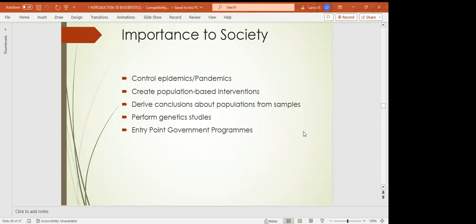Okay. Now, it can also create population-based intervention. It can derive conclusions about population samples, and naturally, it can perform genetic studies about people using biostatistics. And it's a good entry point into certain government programs as well. What I mean is this: we spoke briefly about the Ministry of Health and what they are trying to do to reduce the number of people who get hypertension and diabetes and so on. So you need statistics and biostatistics in order to know how many people and in order to put programs in place, because you can't just put a program in place because you feel that it needs to be there. It has to be based on something.